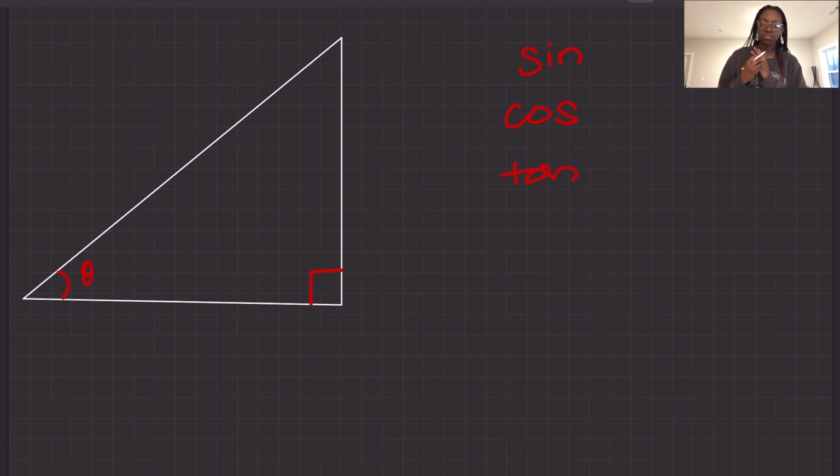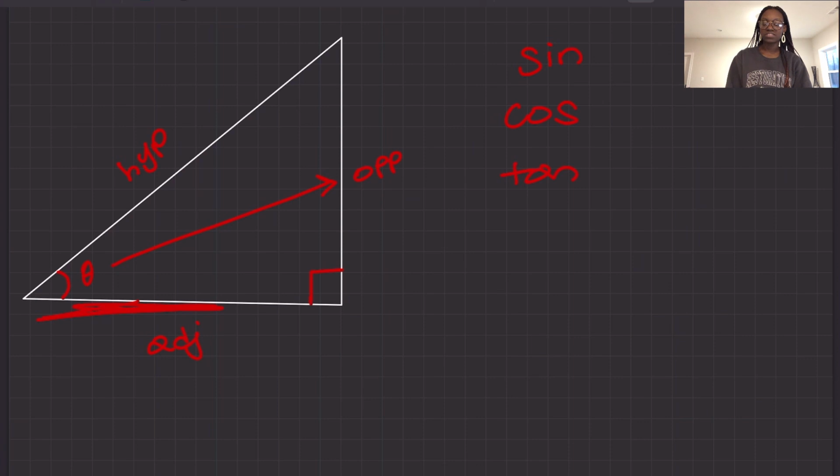In a right triangle, you have your three sides. You have the hypotenuse, which is right here. Then you have the side that is right across from the unknown angle, which is called the opposite, because it's opposite to the unknown angle. And the side that is right next to the unknown angle is called the adjacent. So you have the opposite side, the adjacent side, and the hypotenuse.